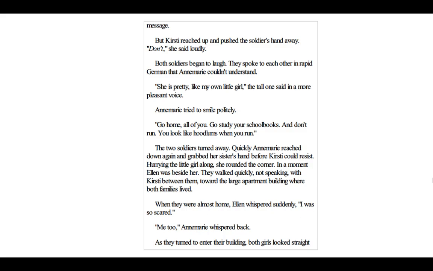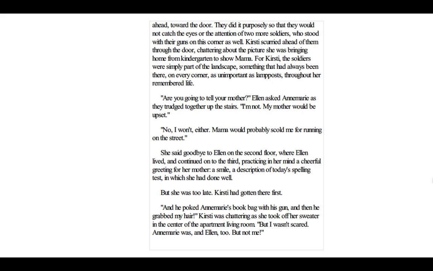In a moment, Ellen was beside her. They walked quickly, not speaking, with Kirsty between them, toward the large apartment building where both families lived. When they were almost home, Ellen whispered suddenly, "I was so scared." "Me too," Anne-Marie whispered back. As they turned to enter their building, both girls looked straight ahead toward the door. They did it purposely so that they would not catch the eyes or the attention of two more soldiers who stood with their guns on this corner as well.